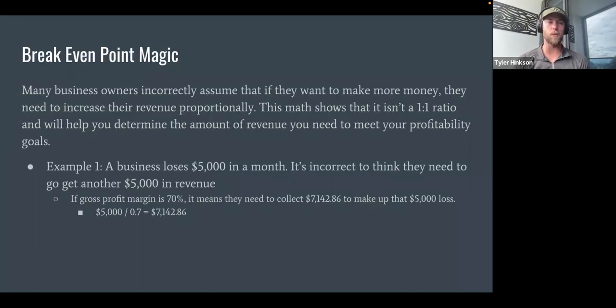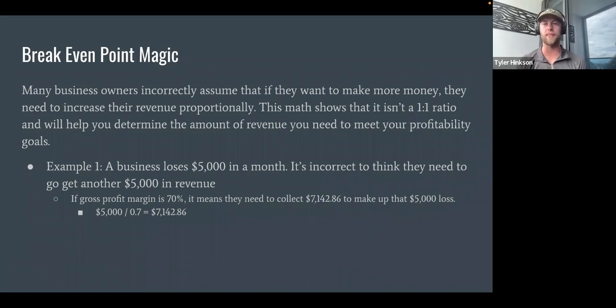worth actually me reading. So many business owners incorrectly assume that if they want to make more money, they need to increase their revenue proportionally. This math shows that it is almost never a 1-to-1 ratio, and it'll help you determine the amount of revenue you need to meet your profitability goals. So let's do another example.